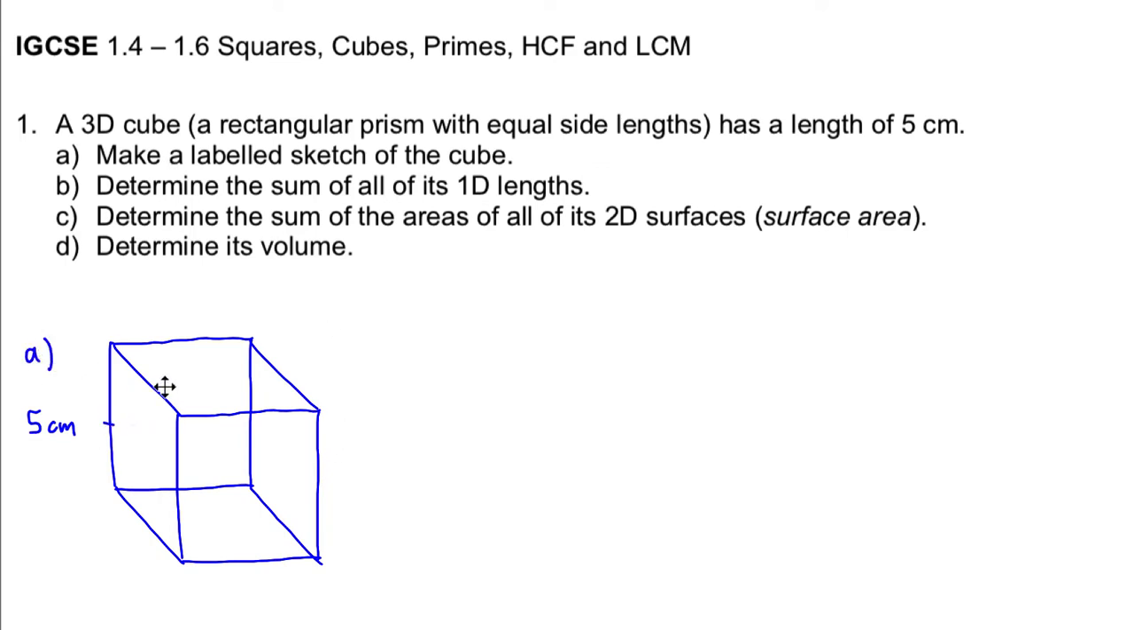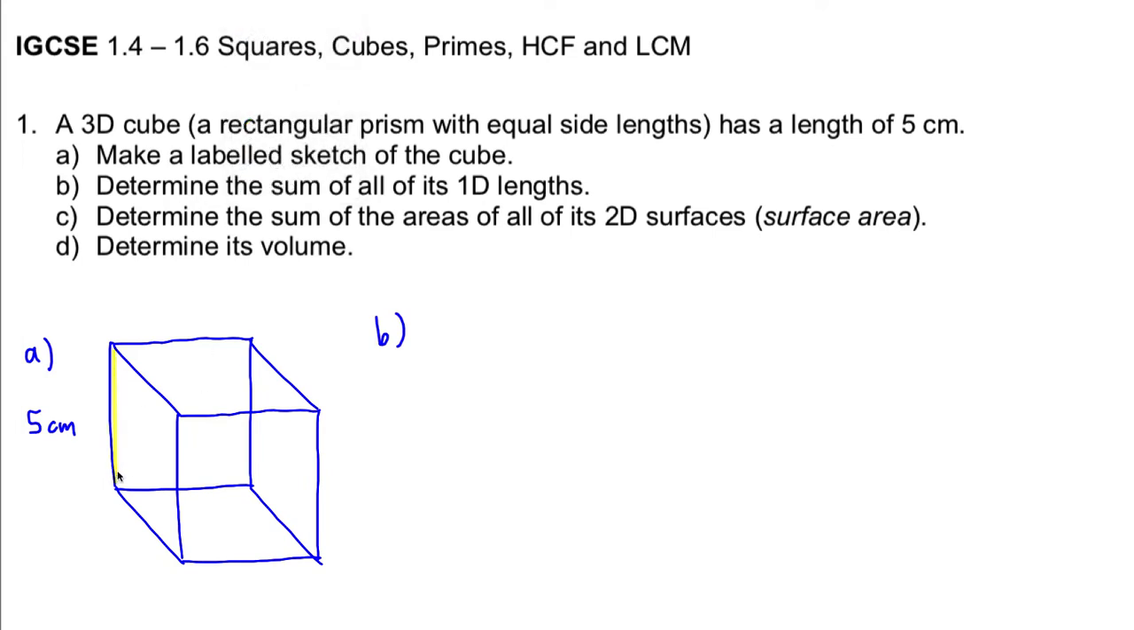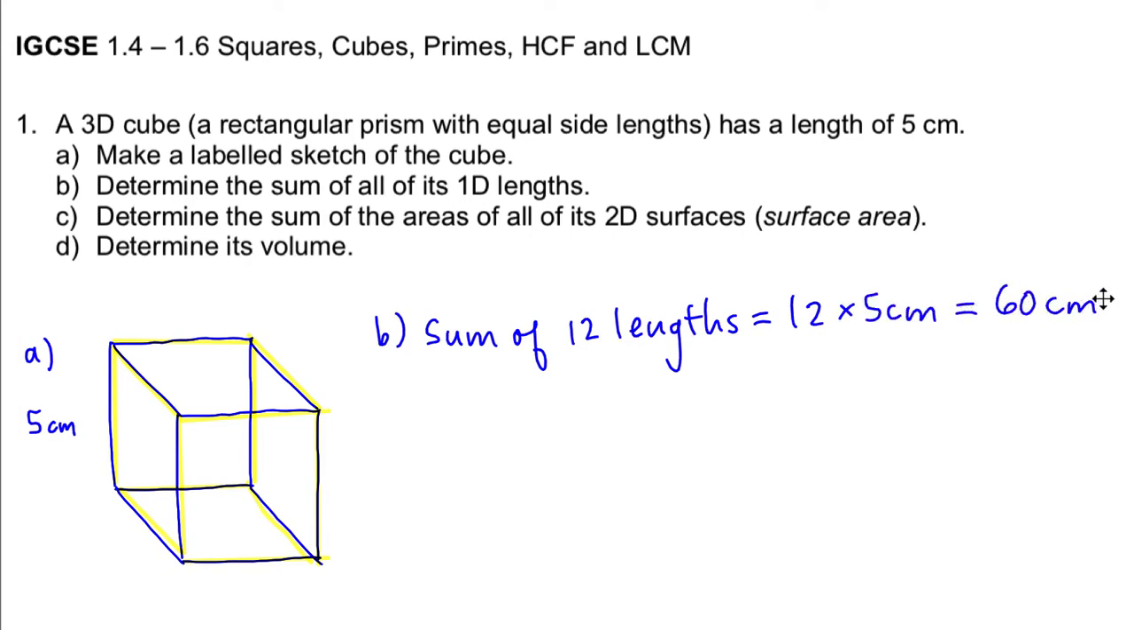We could put tick marks here to show that all the lengths are the same, but I don't want to make the sketch too cluttered. Then in part B it says to determine the sum of all of the 1D lengths. So let's count carefully how many lengths we have. We've got 1, 2, 3, 4, 5, 6, 7, 8, 9, 10, 11, 12 of them. And so the sum of all of the one-dimensional lengths is a sum of 12 lengths, which is 12 times 5 centimeter lengths, which is 60 centimeters total.